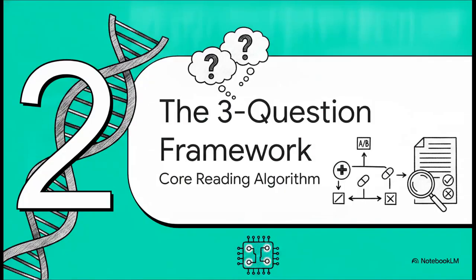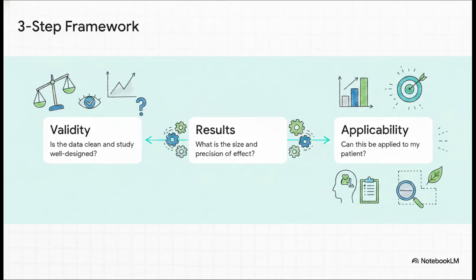Moving on to Section 2, the three-question framework. Consider this your core algorithm for reading trials. Now, if an RCT is our biological A/B test, then this framework is the core algorithm you need to actually read and verify those results. When a good clinician reads a trial, they don't just skip to the conclusion at the end of the paper. Honestly, that's a rookie mistake. Instead, they run it through a QA testing protocol.